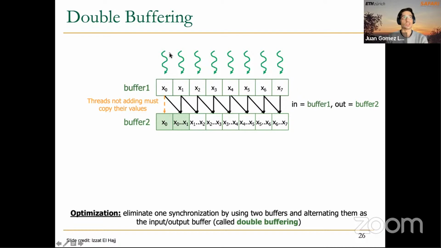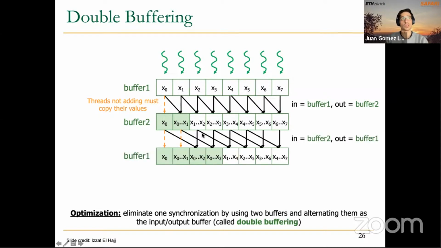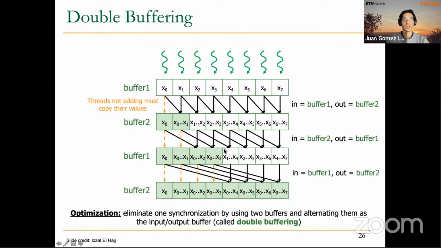We will have some threads that don't work. In the first iteration, it is only thread 0 that doesn't really perform any addition or computation, but we need this thread 0 to copy the corresponding element x0 to the output buffer, buffer 2. And then we go to the next iteration where the input buffer is buffer 2 and the output buffer is buffer 1, and so on.